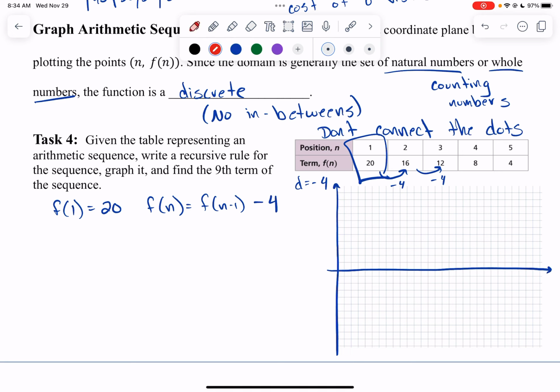So the first term, so here at 1, we're at 20. Shall we count by 2s? 2, 4, 6, 8, 10, 12, 14, 16, 18, 20. Sure, that works. Here's 20. We have to label. We're counting by 2s. So the first term is 20. So there's a dot there.